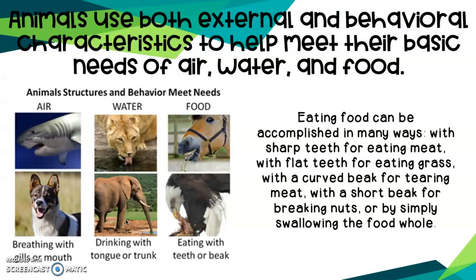Eating food can be accomplished in many ways, with sharp teeth for eating meat, with flat teeth for eating grass, with a curved beak for tearing meat, with a short beak for breaking nuts, or by simply swallowing the food whole.